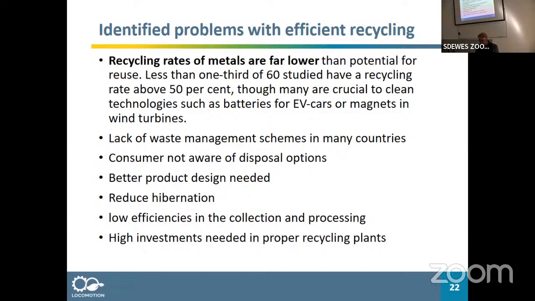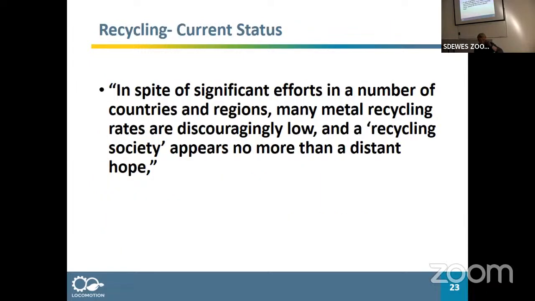There's also really high investment needed for building proper recycling facilities, or in general to maintain a waste management scheme. That is limiting many countries with lower income or lower GDP from making these kinds of investments, and that's why they have inefficient systems for waste treatment. So in spite of significant efforts in most countries and most regions, recycling is still not where it could be, and having a circular economy in the state that it is now is a distant hope.